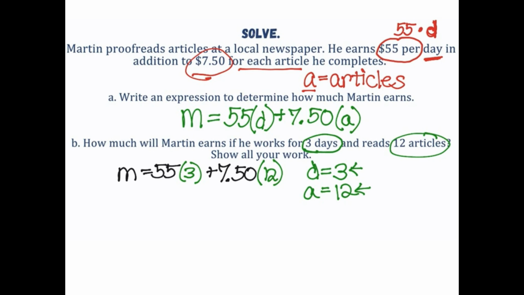Now that we've done that, we're going to use PEMDAS to simplify it. So PEMDAS tells me to multiply first. 55 times 3, that's going to give us 165, plus 7.5 times 12, 90. So Martin's total earnings for those 3 days would be 165 plus 90, $255.